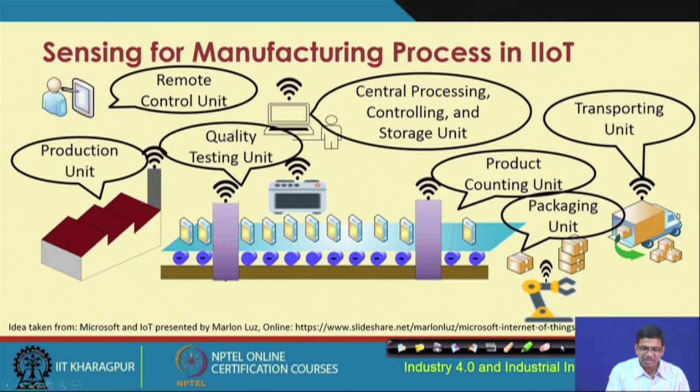Either it is going to be sent directly or through multi-hop communication, maybe through this particular node, which is an intermediate node that is going to collect all this data from all these different points in the manufacturing plant and send it over to the central processor.